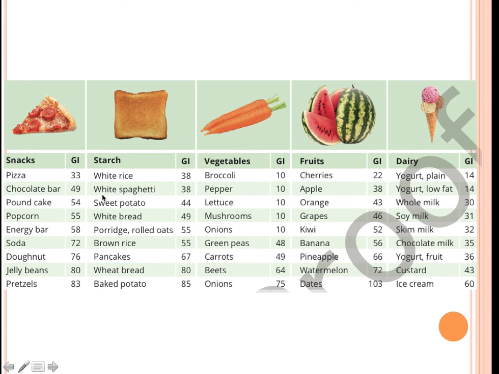Okay? Here are some examples of some substances and their GIs. Okay? So white rice, you'll see, has got a much lower GI than brown rice. Okay? Wheat bread has got a higher GI there. Okay? You can see that things like jelly beans have also got very, very high GI values to them.